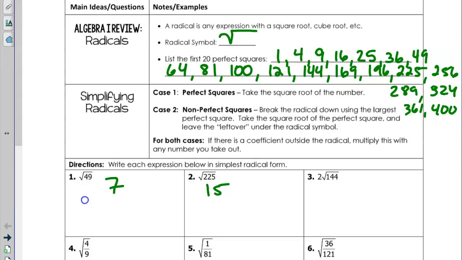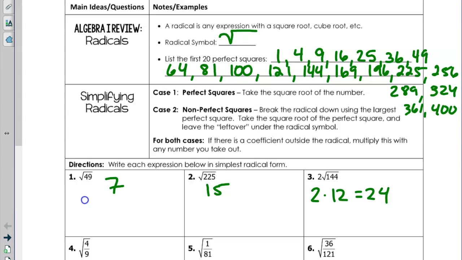I'm sorry, what did you say, Kayla? I heard 12, but I cut off. I'm sorry. Yeah, the square root of 144 is 12. So what we can do is go and take the square root. And then what's 2 times 12? 24, right? So that's how you handle that. You simplify the radical first, then multiply it by what's on the outside.